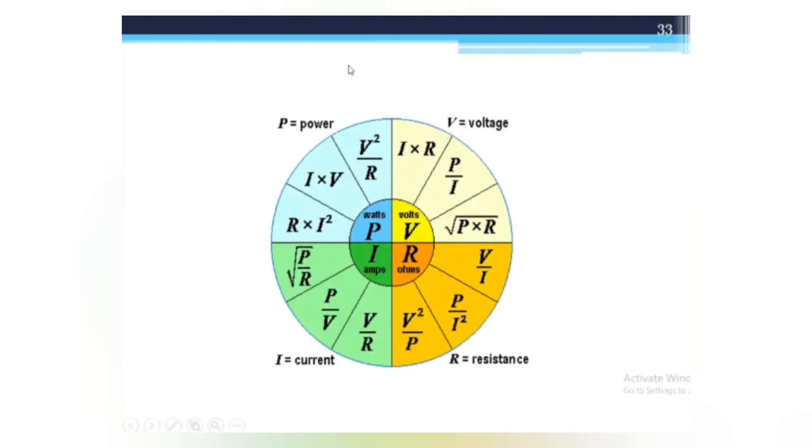So these are some basic equations which we can use during the examples.